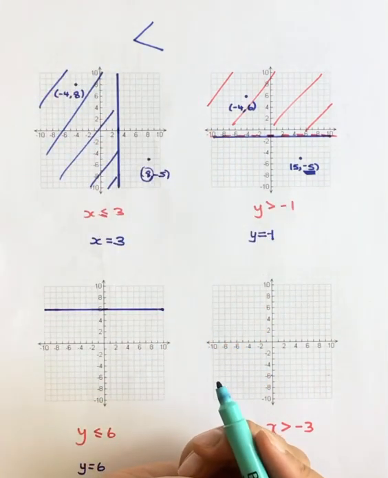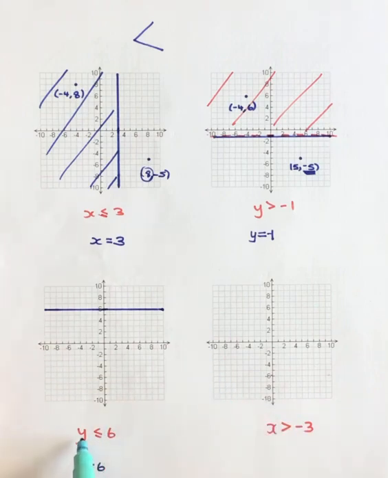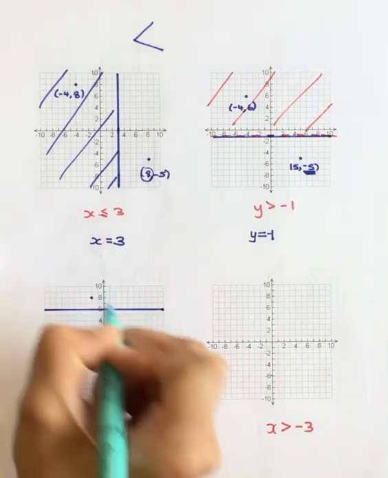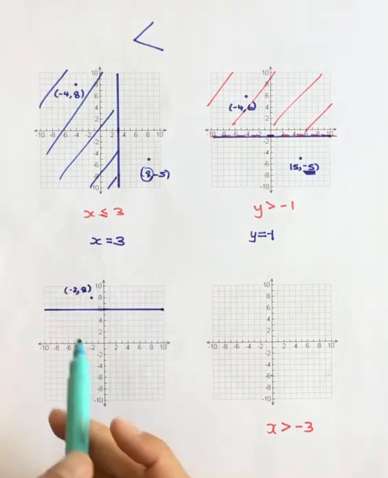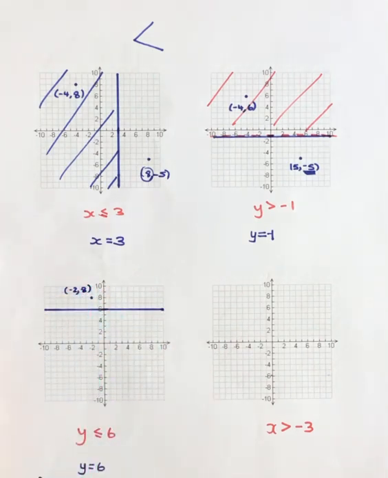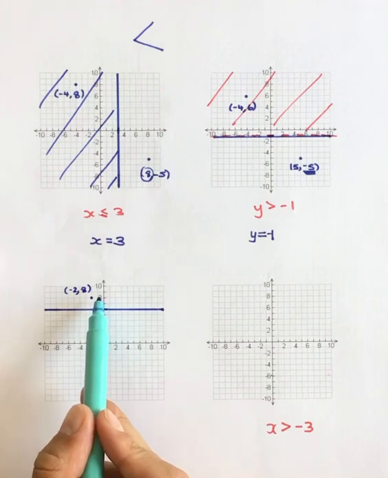And I need to make sure I'm on the right side of the line. So I want y to be less than 6 on this side of the line. Let's try a point. If I pick this point here, that's the point -2, 8. My y coordinate is 8. That's not less than 6. So that's the wrong side of the line.